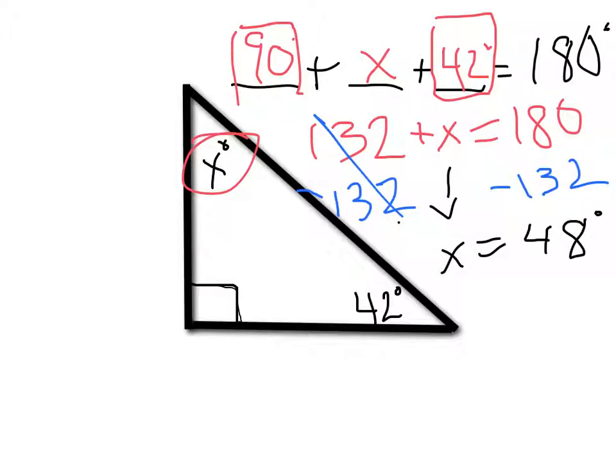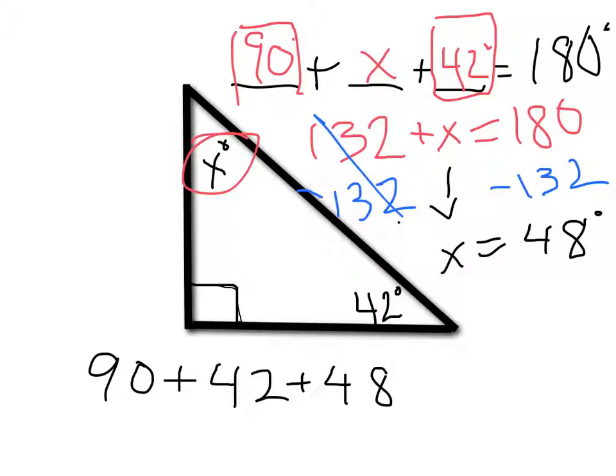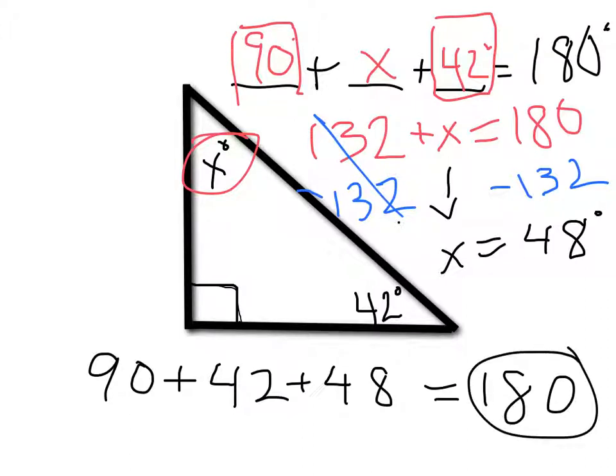Okay, so let's do that. 90 plus 42 plus 48. So when I add them all together, I do, in fact, get 180. So that tells me that I got it right.